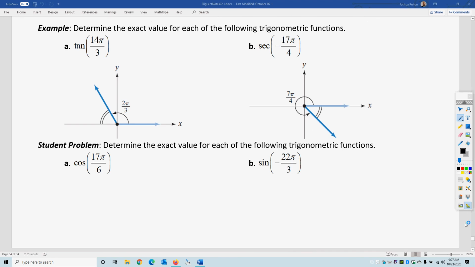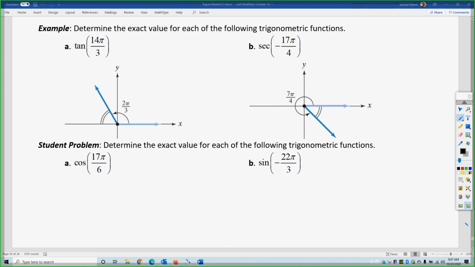Okay, so let's say I have tangent of 14 pi over 3. Well, 2 pi is all the way around, so 6 pi over 3 in terms of thirds is one time around. So 4 pi is 12 pi over 3. That's twice around. So if I take 14 pi over 3 and minus the 12 pi over 3, don't I get 2 pi over 3?